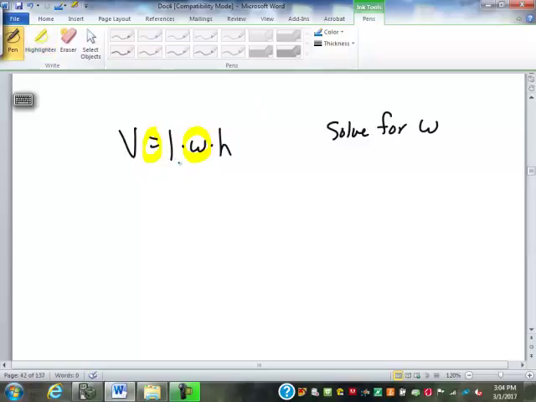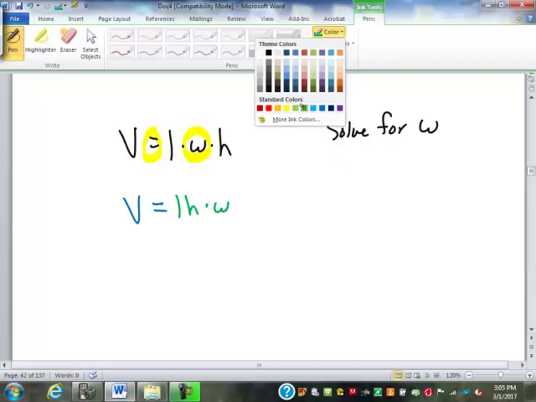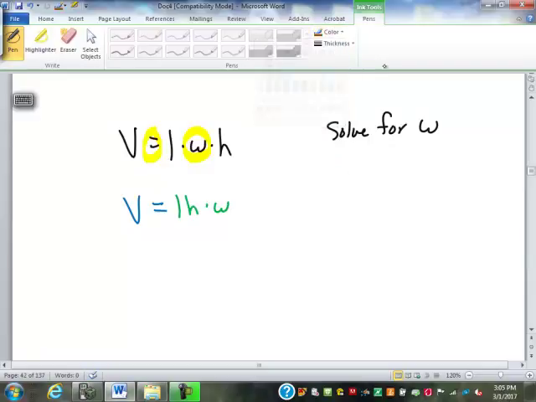We have to get rid of the L and the H. Both of them are multiplying W. So if they're both multiplying W, I can divide by both of them at once, or I can do this. Probably the simpler way to do it is to say L times W times H is L times H times W. So it's LH times W. And then to solve it, I would divide by LH.